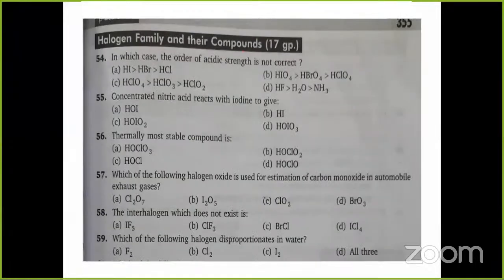We will discuss. Now the halogen family. In which case the order of acidic strength is not correct. They are all acids. The concentrated nitric acid reacts with iodine to give. The thermally most stable compound is. The interhalogen which does not exist is. All these belong to the seventh group family, halogens, we will discuss.